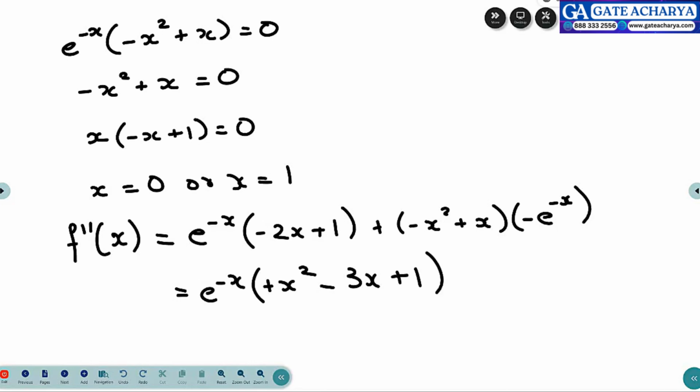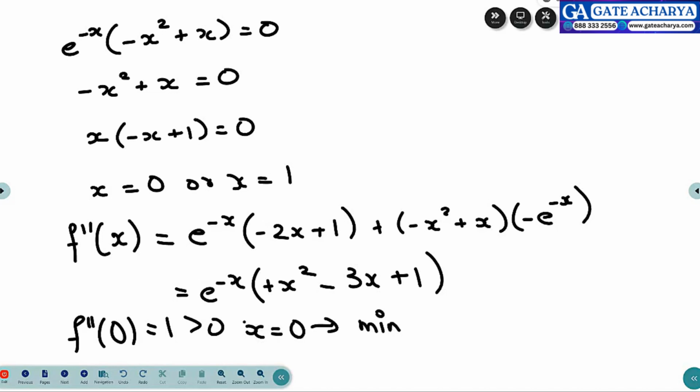Okay, start. F double dash of 0, what is the value? If I put 0, e raised to 0 is 1. This is 0, this is 0, this is 1. So 1 into 1 is what? It is greater than 0. So x is equal to 0 is what? Minima.